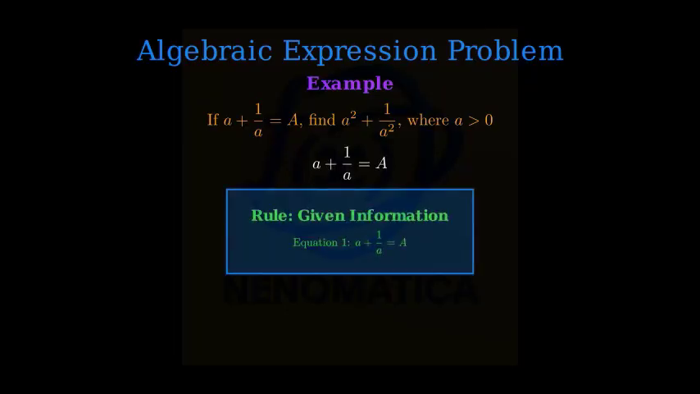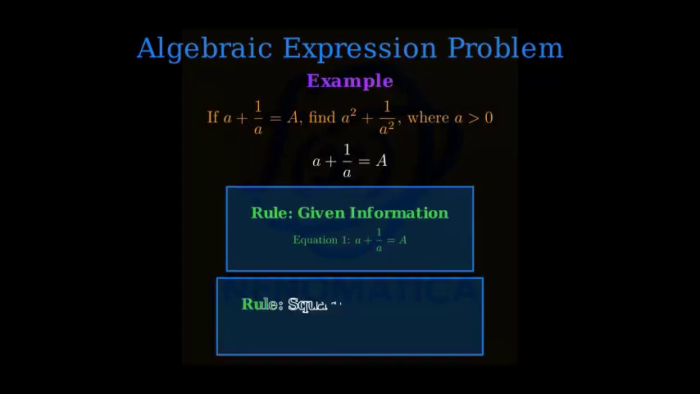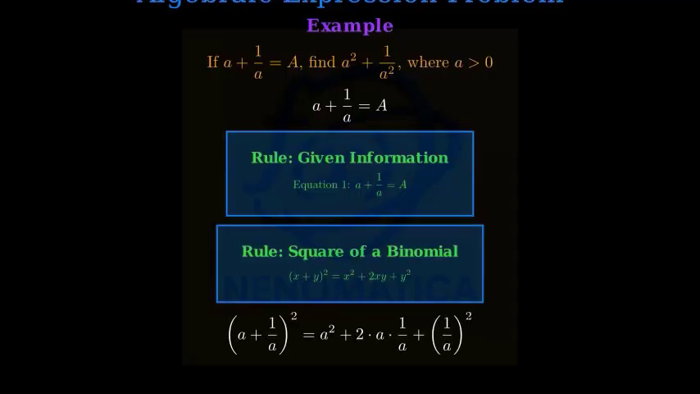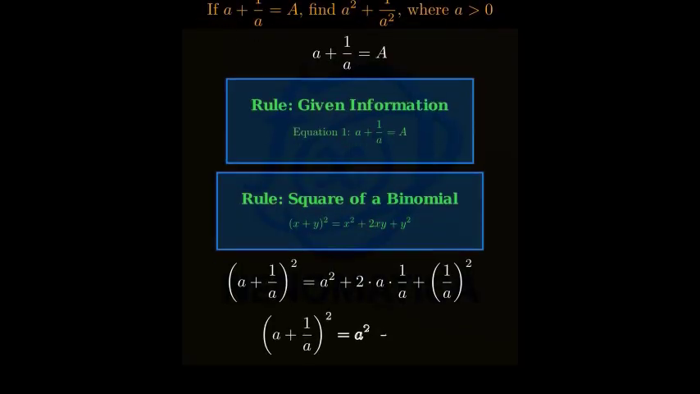To find a squared plus 1 over a squared, we'll use a mathematical identity. When we square the binomial a plus 1 over a, we get a squared plus 2 times a times 1 over a plus 1 over a squared. This simplifies to a squared plus 2 plus 1 over a squared.